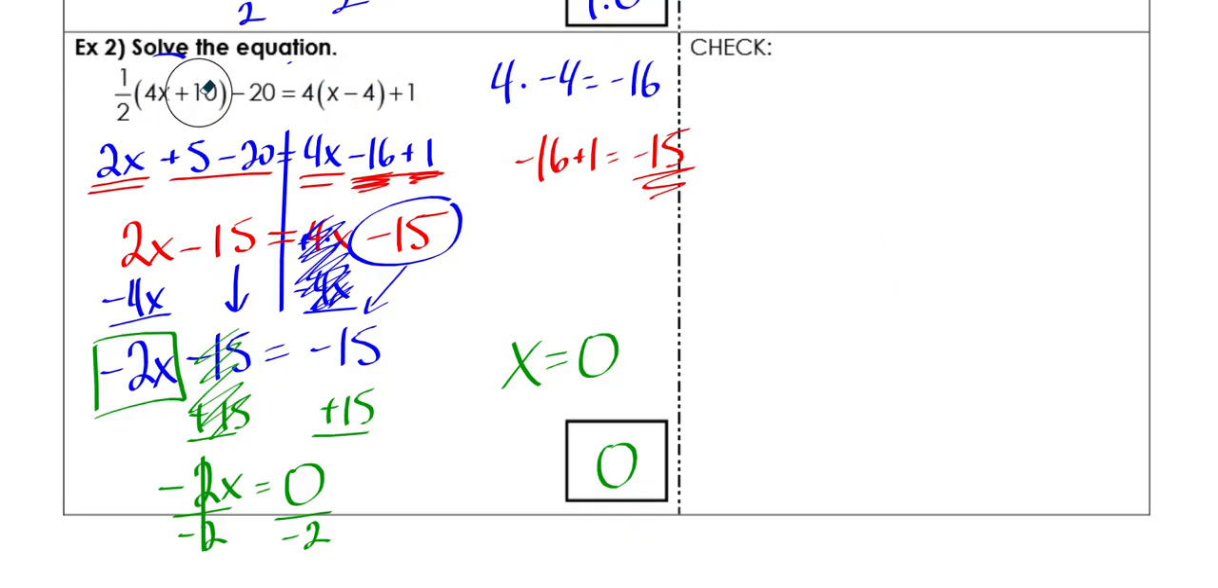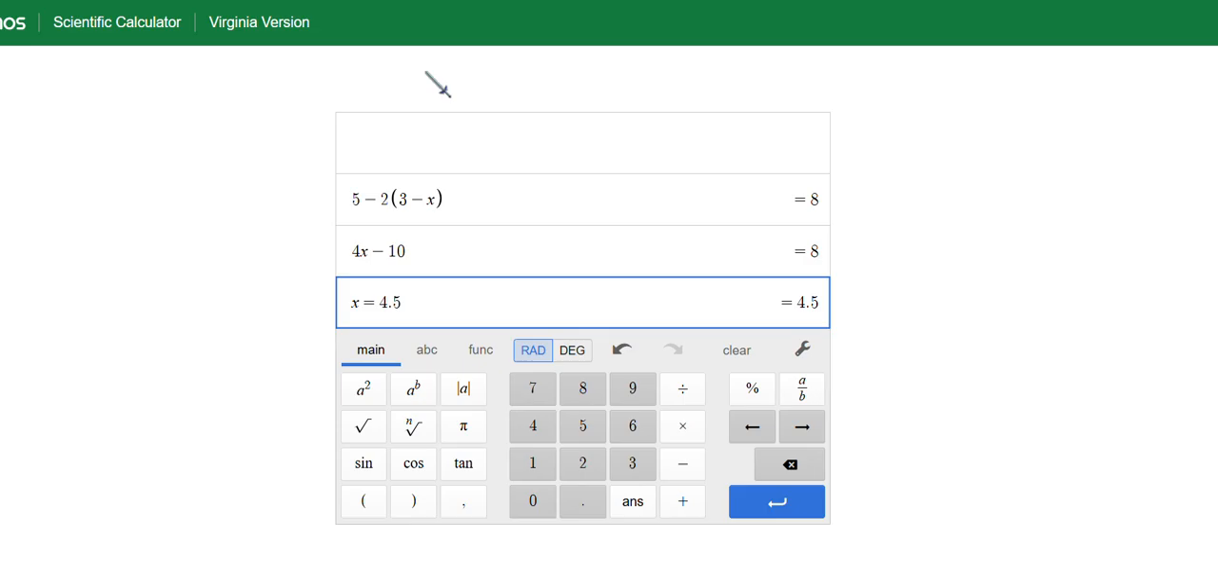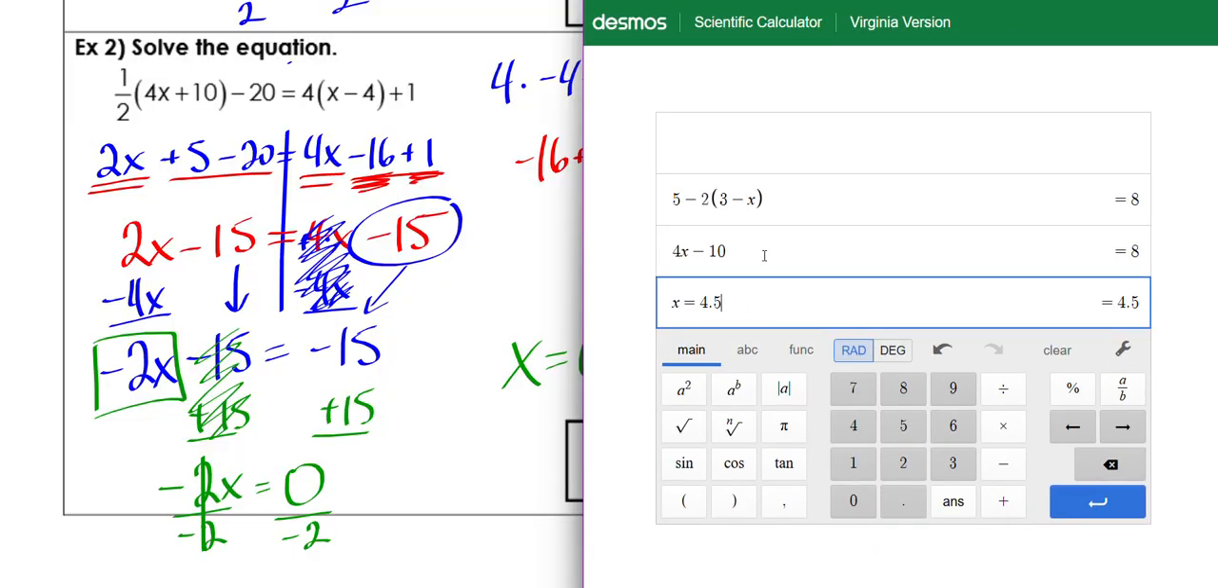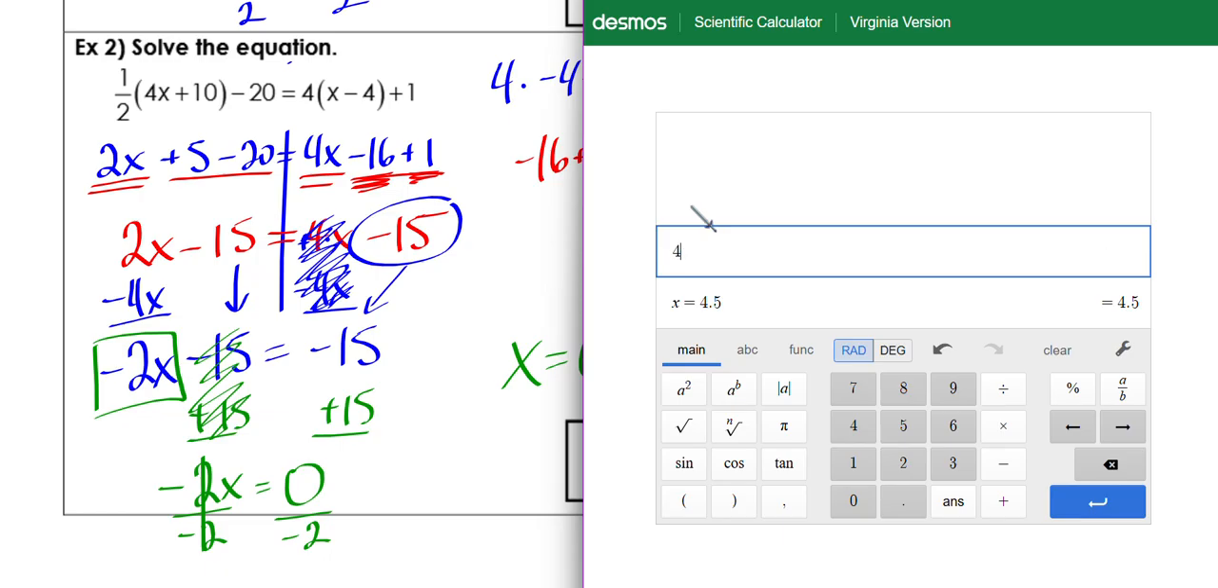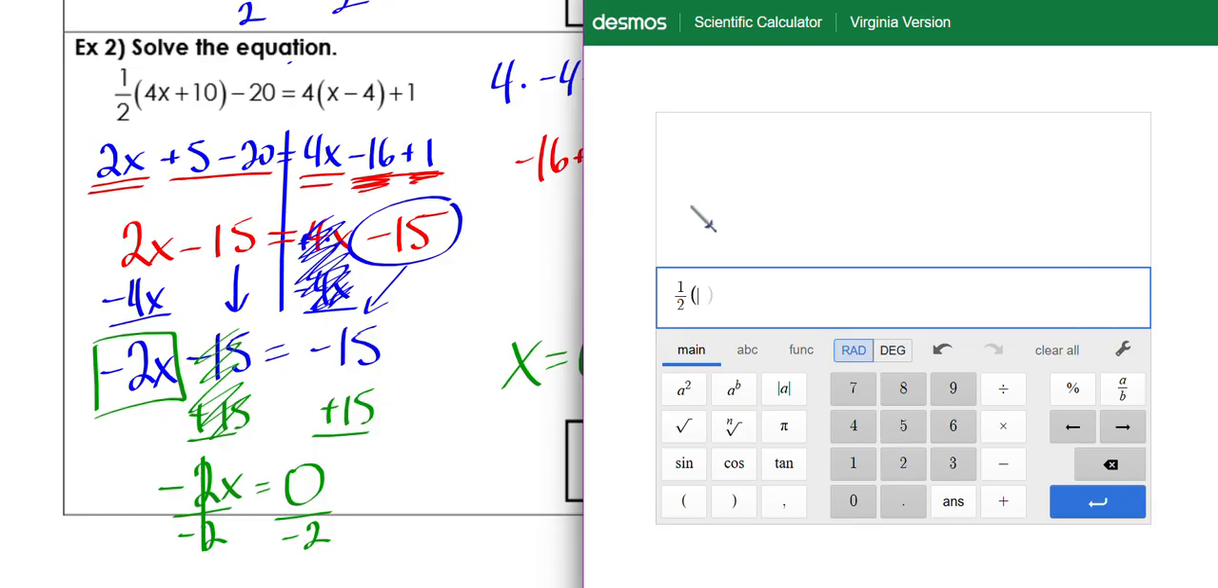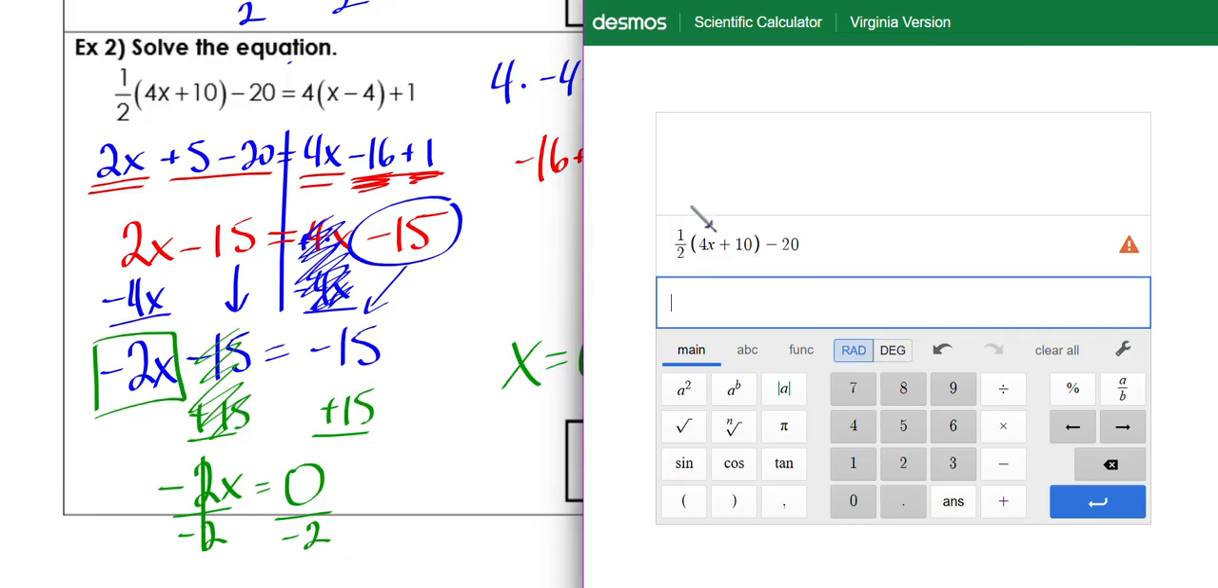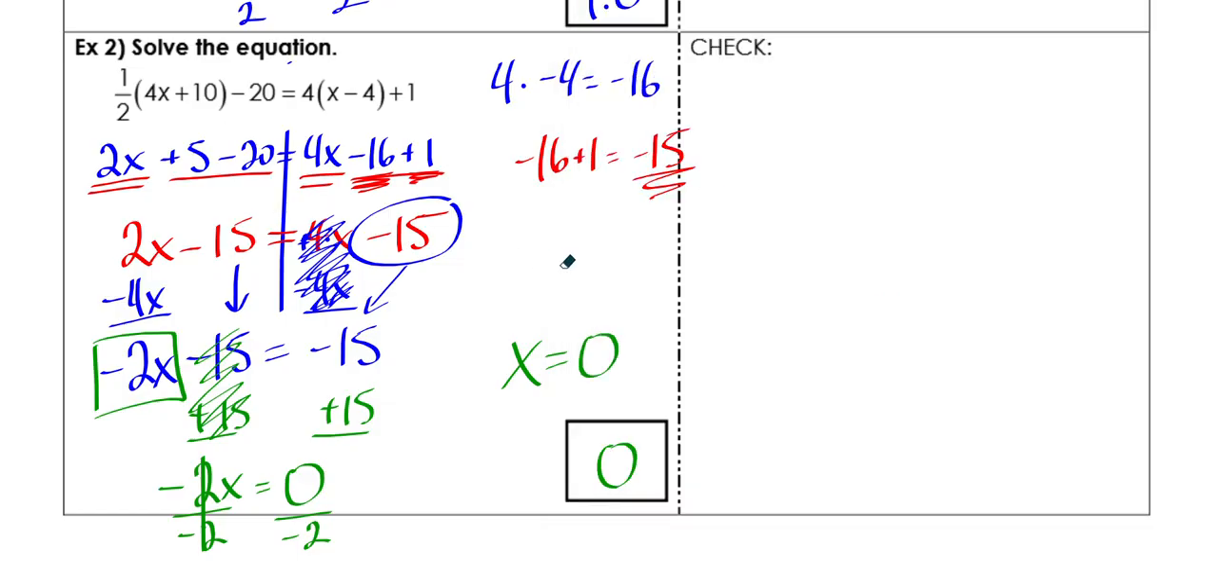Let's check to make sure. I'm going to type exactly what I see. One half times 4x plus 10 minus 20. I'm just typing the left side. Then I'm going to type the right side. And then I'm going to say, I think x equals 0. And it turns out you get negative 15 on that side and negative 15 on that side. So x does equal 0.